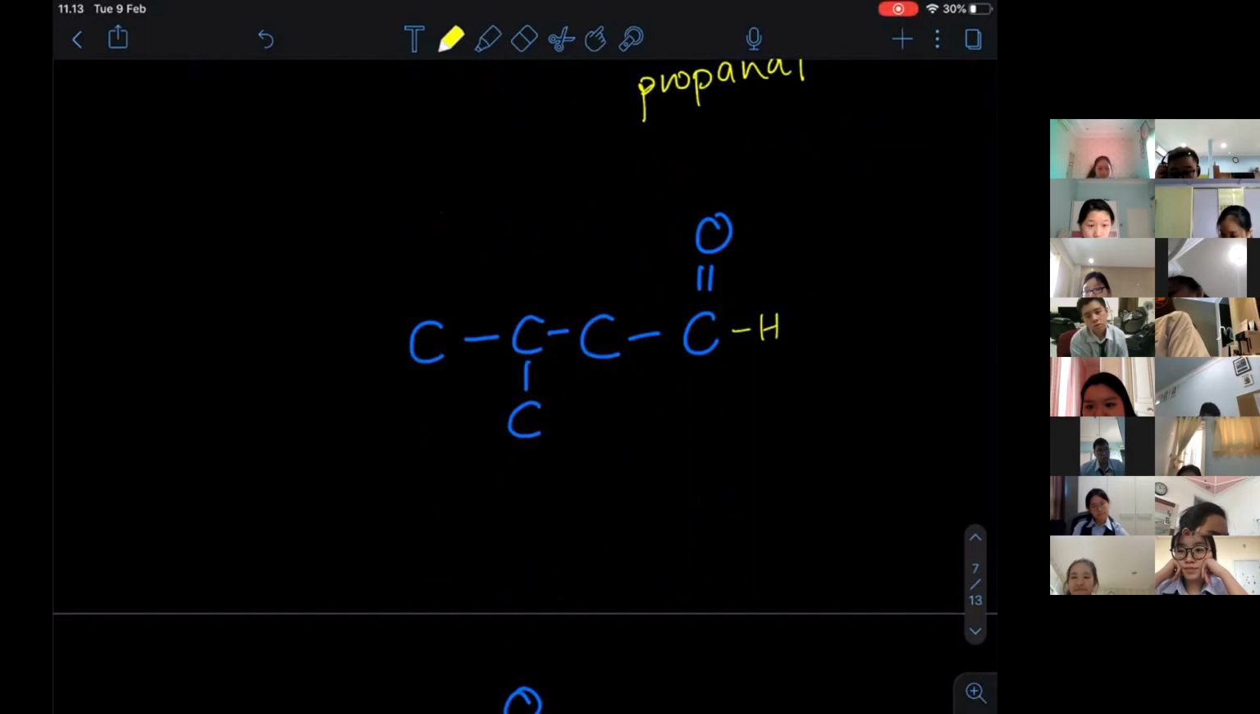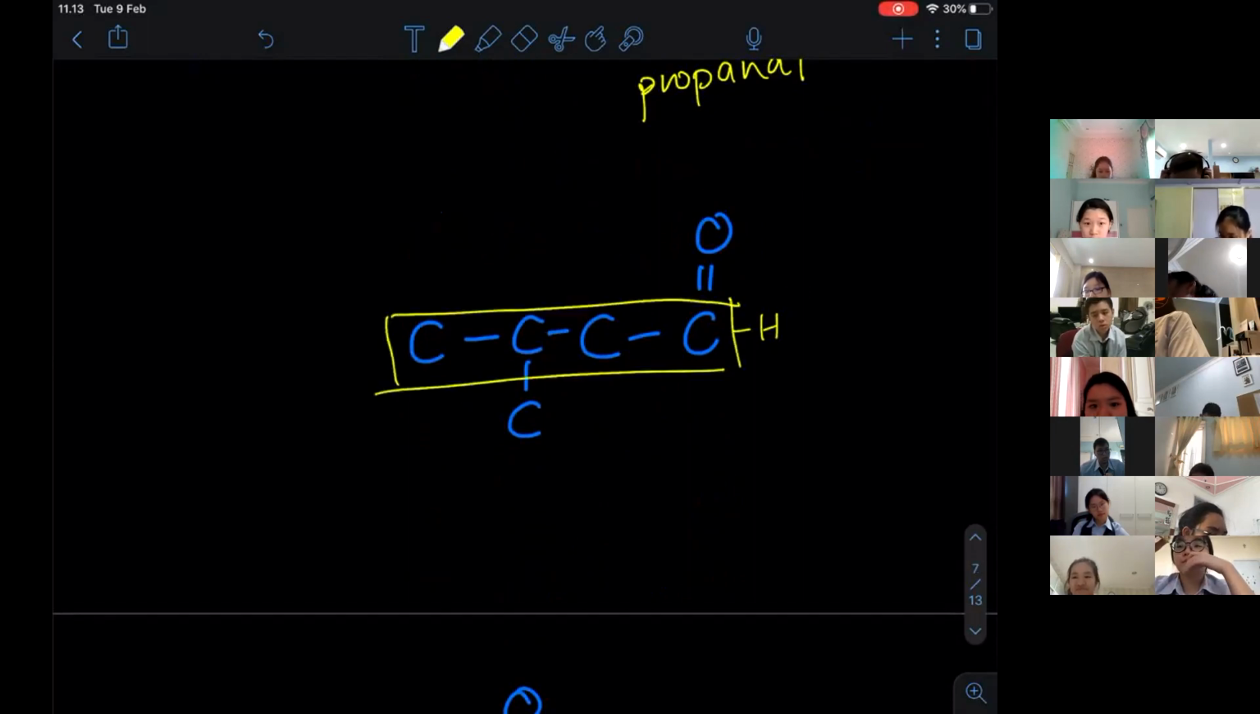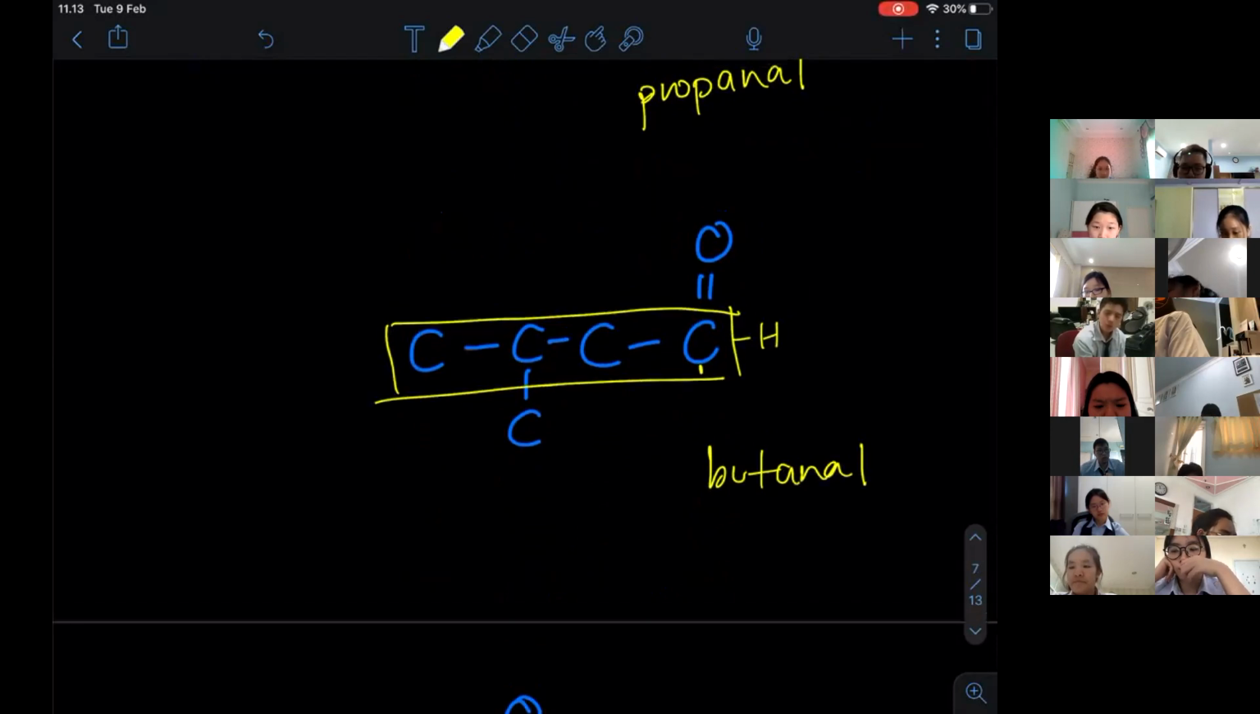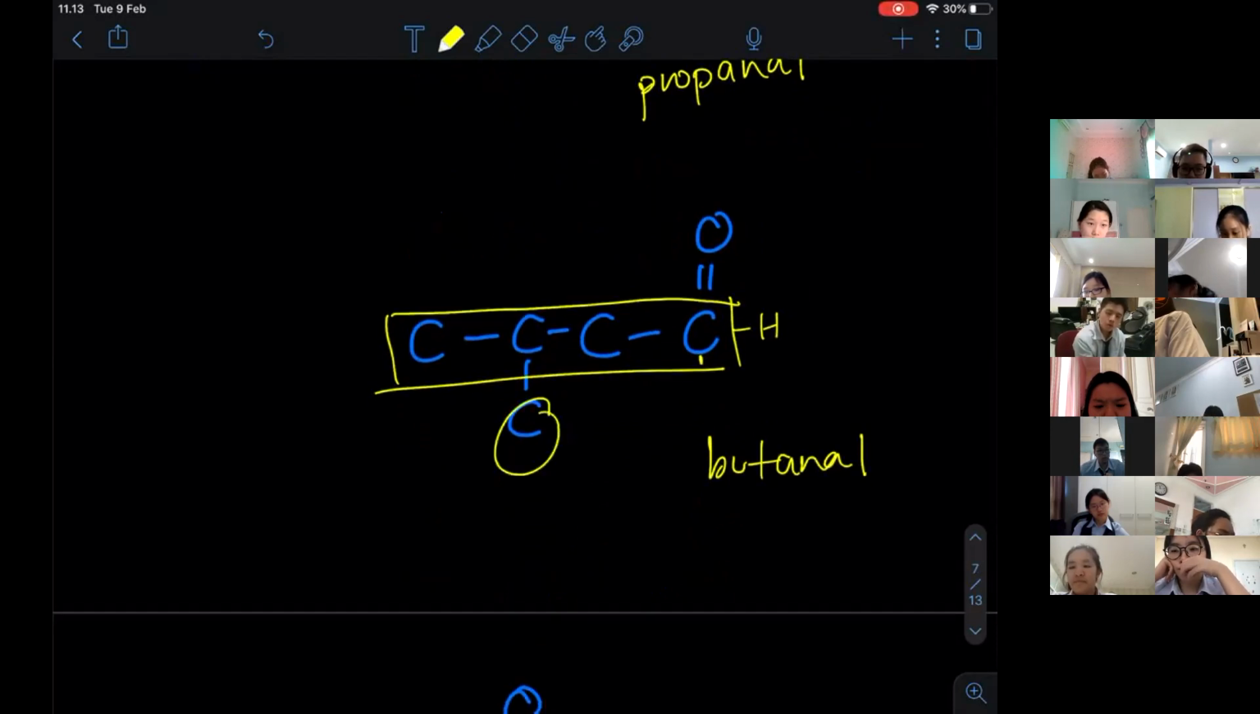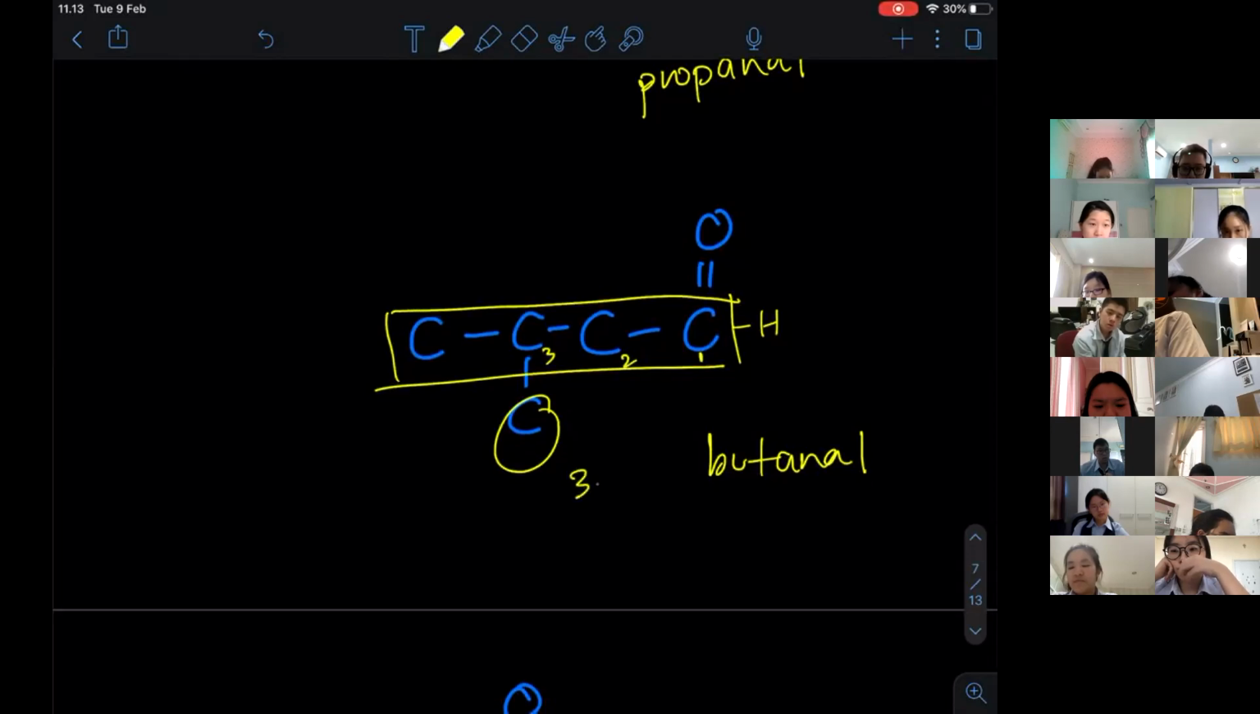If this is aldehyde, you can see the longest carbon chain is going to be this one. So this is butanal. There is no need to say carbon number 1, because automatically this is carbon number 1, because the functional group is at that carbon. If I want to refer to this CH3, it is 1, 2, 3. So the methyl is at position number 3. We will learn more about this. I'm just giving you one example.